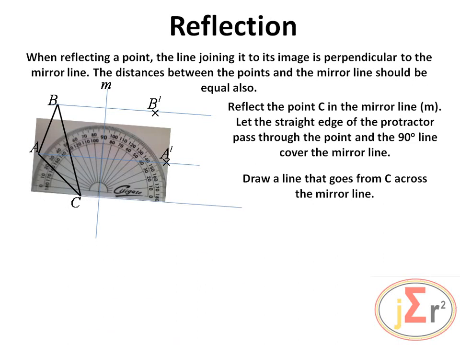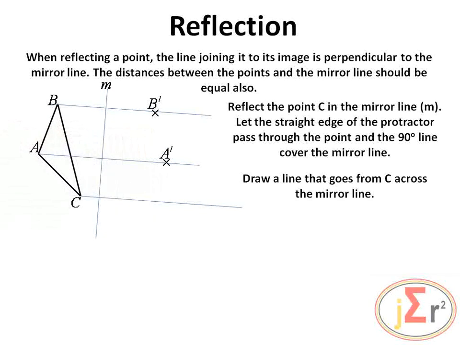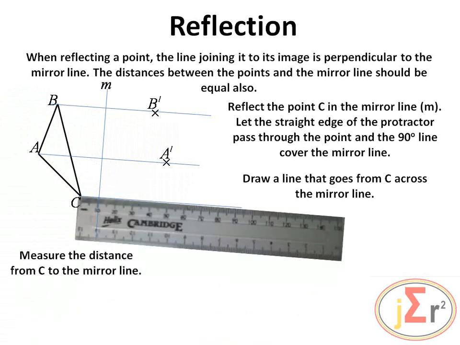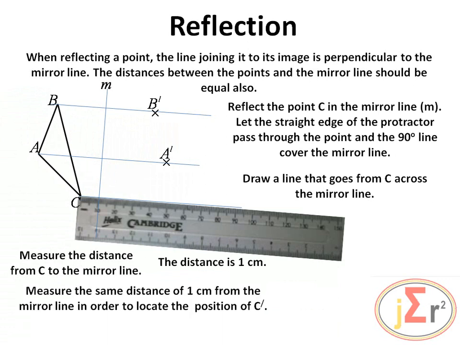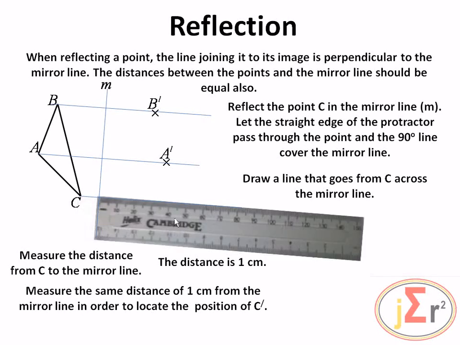And of course, what do we need to do next? Measure the distance from C to the mirror line. And that distance is 1 centimeter. Measure the same distance of 1 centimeter from the mirror line in order to locate the position of C prime. So we are going to shift our ruler so that we'll begin measuring right here. Right. And we are going to be locating the image of C right there.